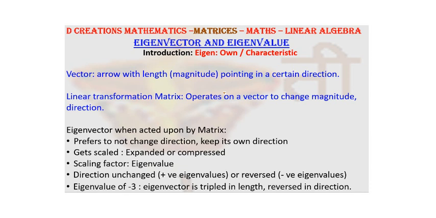So if it's a positive eigenvalue, the direction will remain completely unchanged. And if it's a negative eigenvalue, it will just get reversed. So for example, if the eigenvalue is -3, that means the eigenvector is tripled in length, but it is reversed in direction. Or if the eigenvalue is say +2, the eigenvector is doubled in length and the direction remains unchanged.